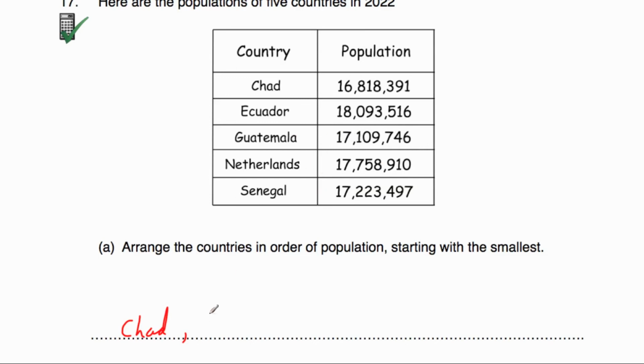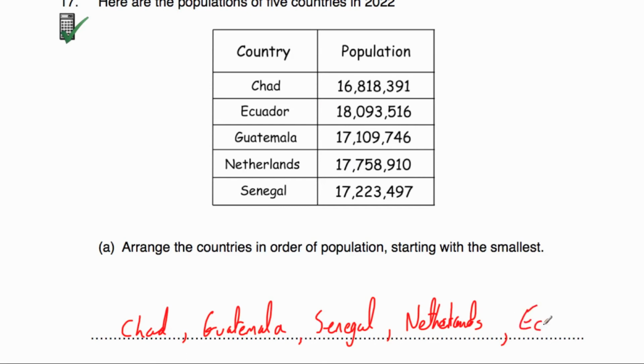So we've got Guatemala, Senegal, and the Netherlands. And finally, our largest population was Ecuador. And so we've arranged the populations in order of size, starting with the smallest.